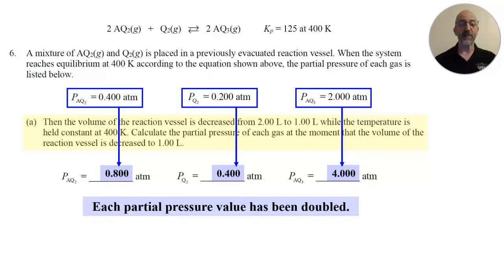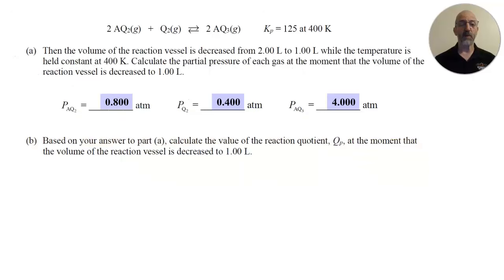Let's move on to part B and start calculating the value of the reaction quotient. So based on your answer to part A, calculate the value of the reaction quotient Q at the moment that the volume of the reaction vessel is decreased from 2 liters to 1 liter. Let's plug in these values into the reaction quotient expression and see if we get 125.